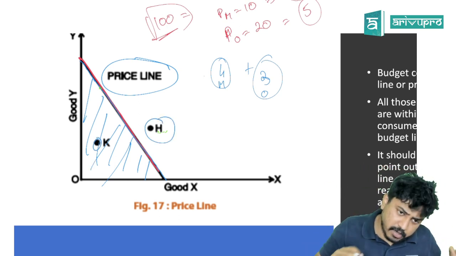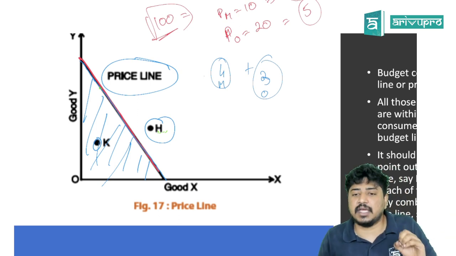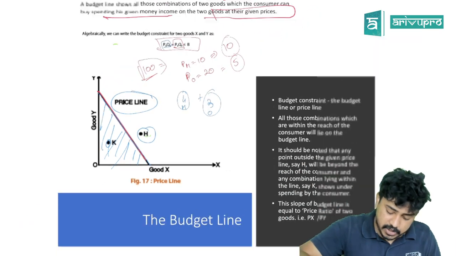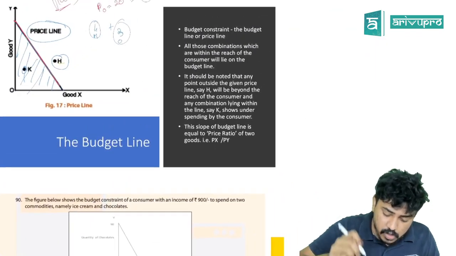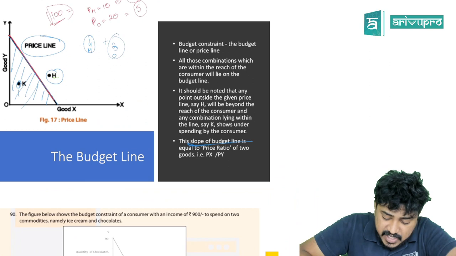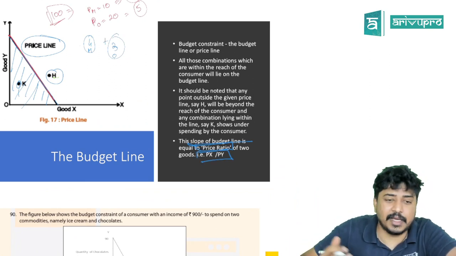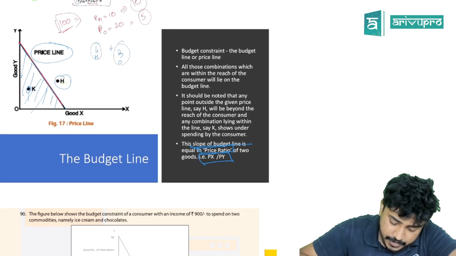K, can I buy it? Yes, I can buy K, but I'm underspending. I am underspending my budget, right? So the slope of the budget line, we call it the price ratio. That is equivalent to PX by PY, right?